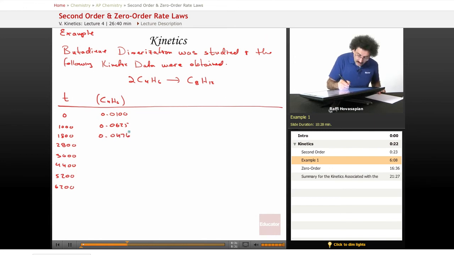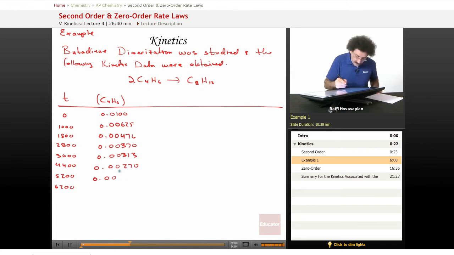0.0476. No, that's not right. That's 0.0100. So this is going to be 0.00625. The butadiene is diminishing. 0.00476, 0.00370, 0.00313, 0.00270, and we're almost done, no worries. 0.00241 and 0.00208.